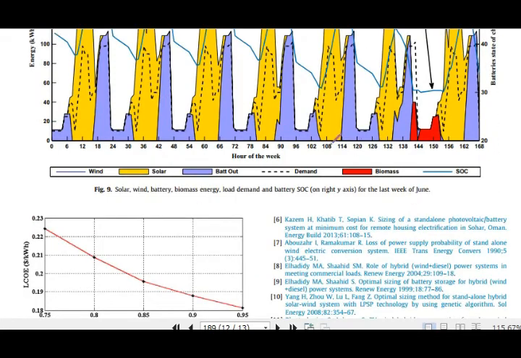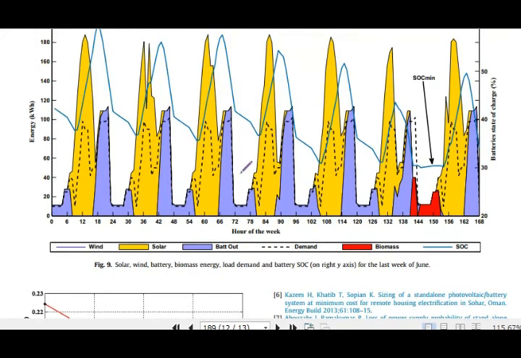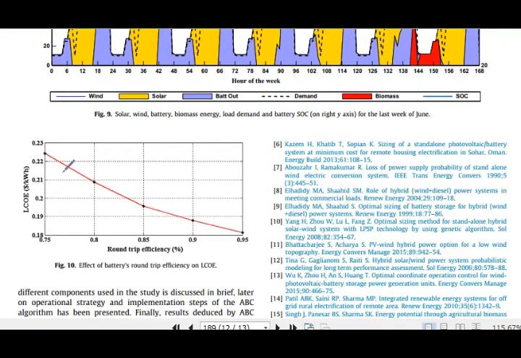There are other plots, the weekly plots of demand, solar, etcetera. You can plot this LCOE plot. This is the last thing, that the LCOE of the system is dependent on the round trip efficiency. You can plot the round trip efficiency against the LCOE. You can see that when the round trip efficiency increases from 0.75 to 95%, the LCOE, levelized cost of energy, is going to decrease, because a smaller number of energy units will be required.